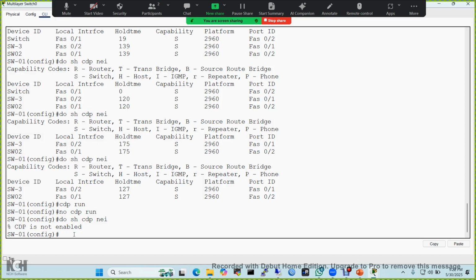Again, I am showing there is no CDP neighbor. Now it is not enabled. If I want to enable it in the switch, what will I do? CDP run.